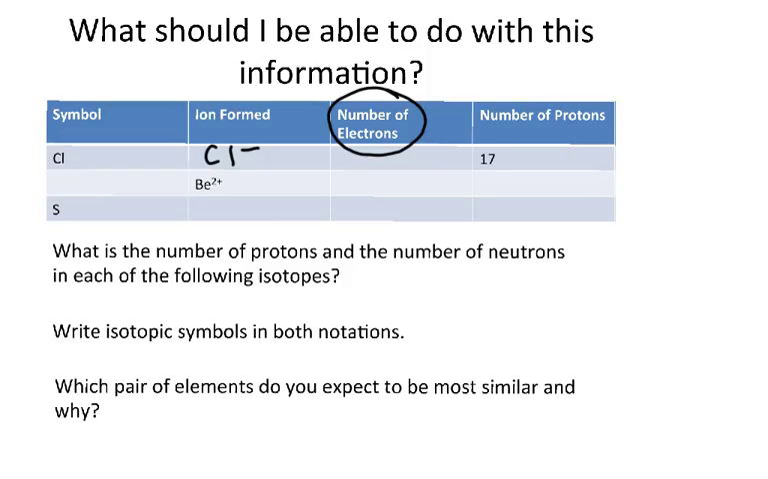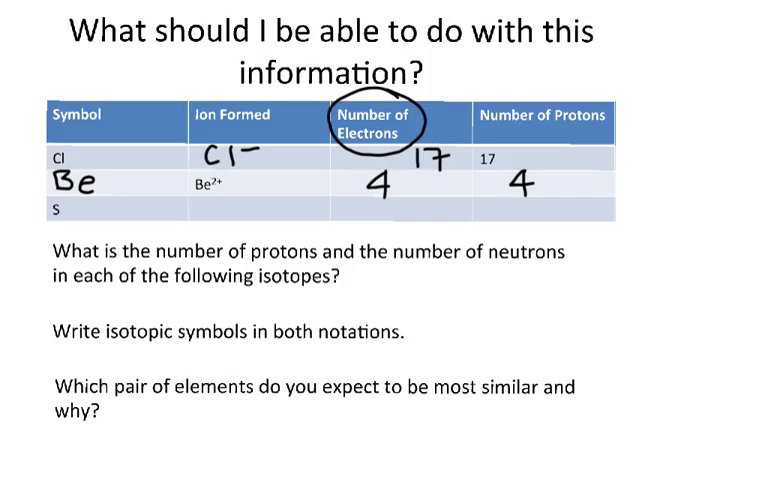The number of electrons is going to be equal to the number of protons, so 17. So let's look at the next one. We have Be2+, that's the ion formed. Well, Be2+, the symbol for this is Be, it's beryllium. And if we look at the periodic table, Be is 4, so it's going to have 4 protons, and then it's also going to have 4 electrons.